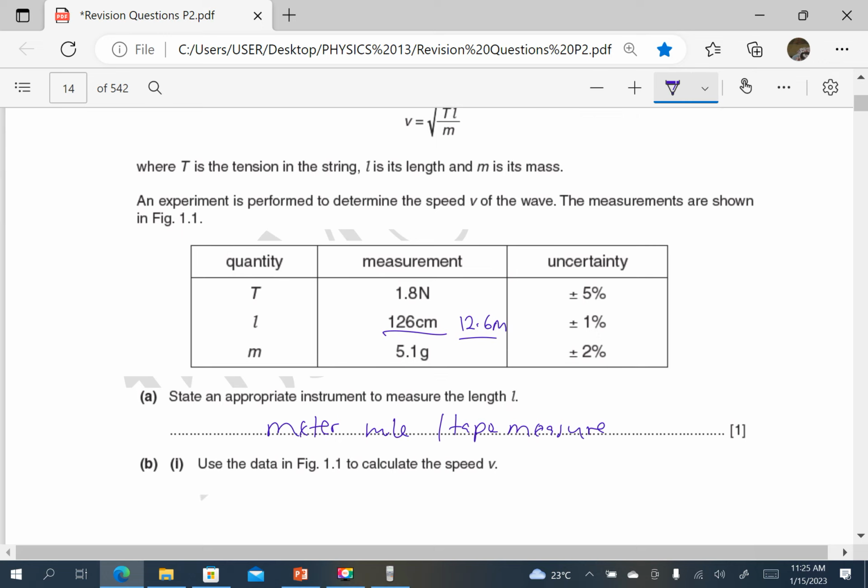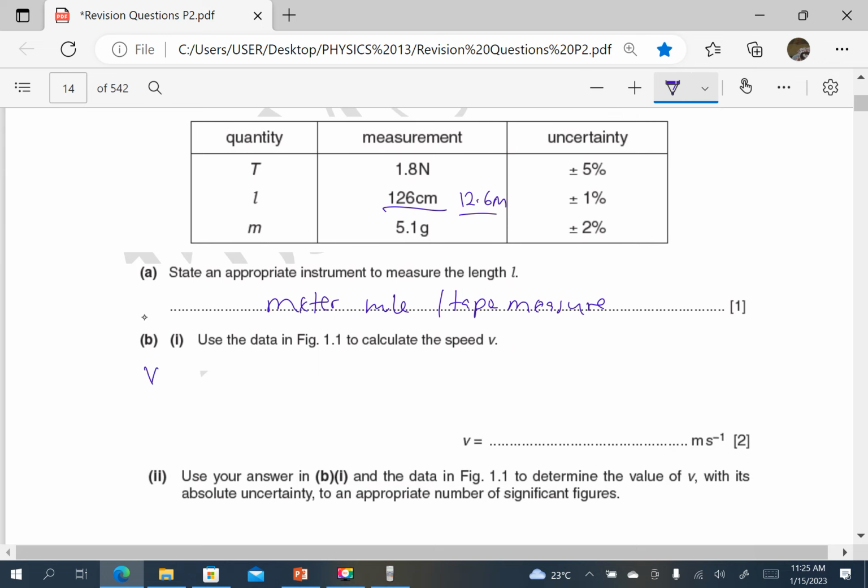Use the data in the figure to calculate the speed v. They've given us the expression for v as the square root. v is the square root of T L over m. So I substitute. L is the one which is not in SI units. The mass is 5.1 times 10 power negative 3 in kilograms. So this would be the square root of 1.8 for T times 126, that is 1.26 in meters, divided by 5.1 times 10 power negative 3.